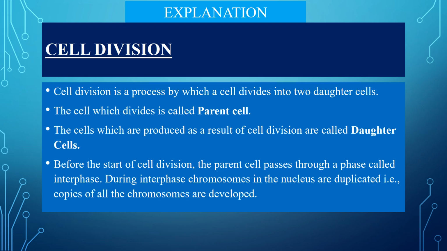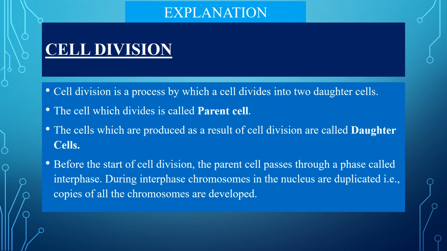Before the start of the cell division, the parent cell passes through a phase called interphase. What is that interphase? During interphase, the chromosomes in the nucleus are duplicated. Duplicated means that copies of the chromosomes are developed. One chromosome will be duplicated, so copies of the chromosomes are developed, and all this is happening in the interphase.